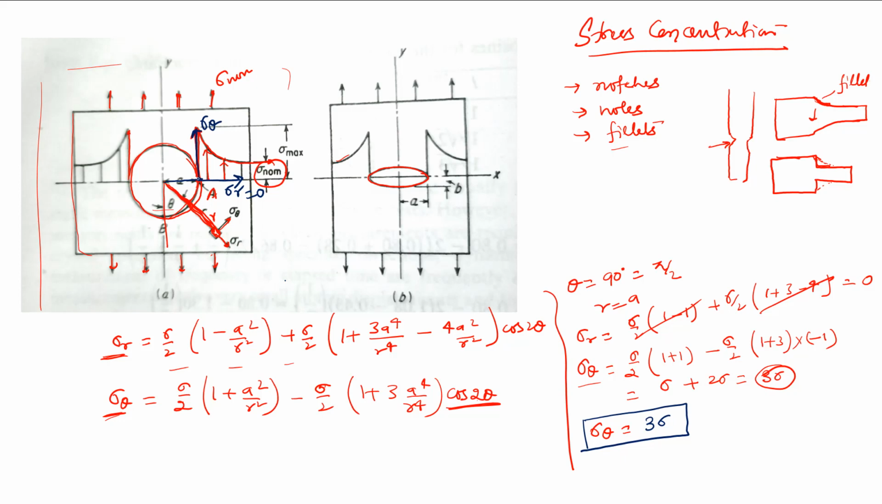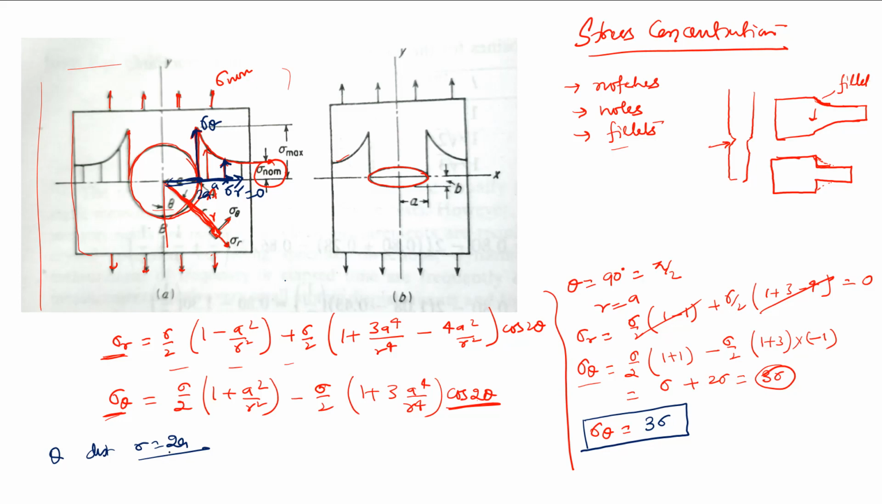Now suppose someone asks you, this is just at the junction, the point of the hole where it is touching the surface. Now at a distance, if the question comes that at a distance of r equal to 2a, what will be the stress? So this is your a, next it will be this a, so total it will be 2a. Then we need to check here.